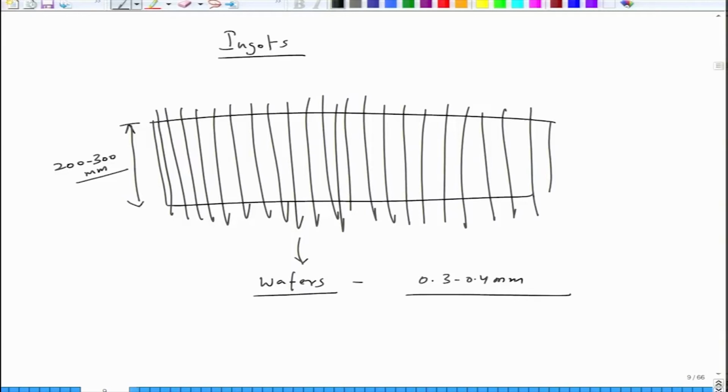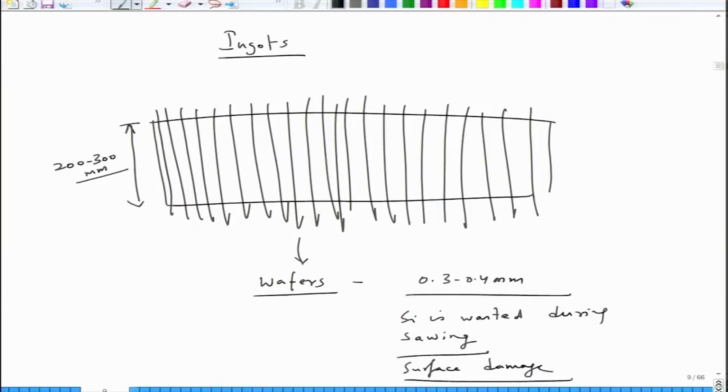When you make these wafers, because of sawing, you create silicon dust. So a lot of silicon is wasted during sawing, and sawing also leads to damage to the surface. So there is wastage as well as surface damage. To make device quality silicon, you again need to do a lot of processing.